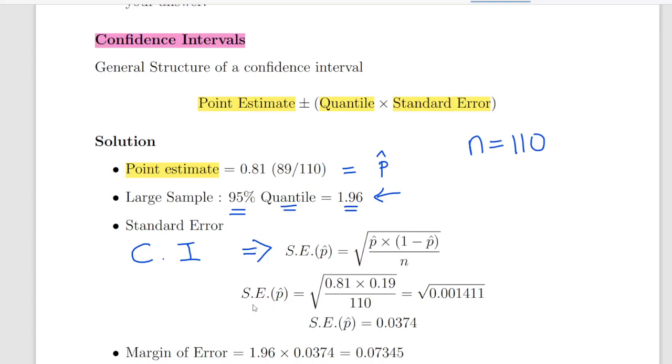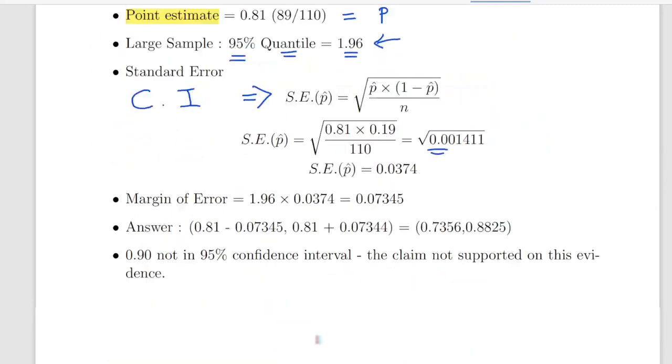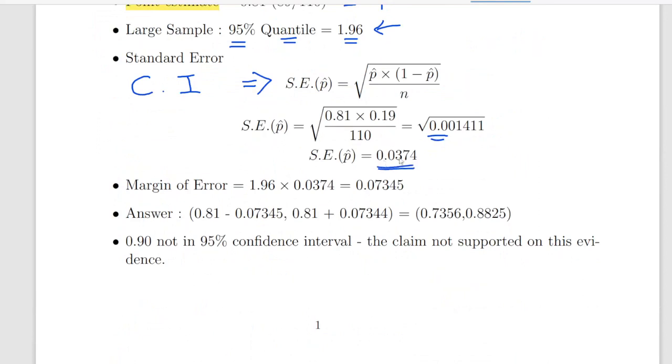Okay, so there we go. The standard error of p hat equals the square root of p hat times 1 minus p hat divided by n. So that is the square root of 0.81, which is our estimate from here, times the complement of that, 0.19, divided by n, which is 110. Work that out, we should get the square root of 0.001411, and when we get the square root of that number, it should work out to be 0.0374. When you're dealing with confidence intervals of proportions, that looks right.